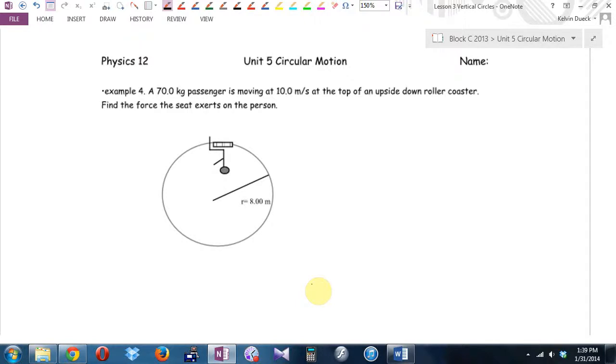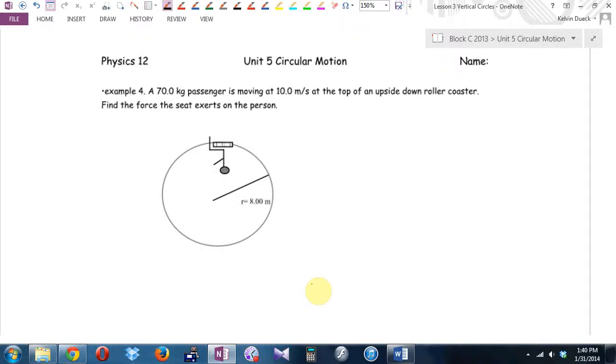A 70-kilogram passenger is moving at 10 meters per second at the top of an upside-down roller coaster. Find the force that the seat exerts on the person. Okay? This is a bit different from the Ferris wheel. Don't just start memorizing stuff. We have to think each time. We have to go back to first principles. And for forces, our first principles is a free body diagram. Or heck, let's label the forces on this picture.